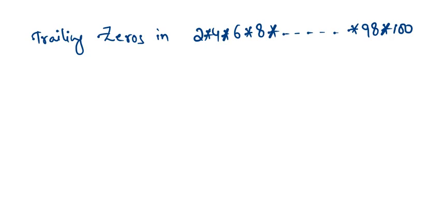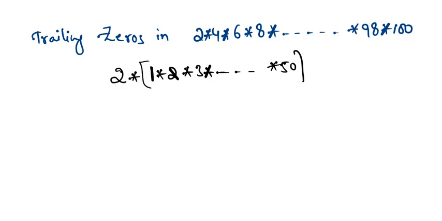Next, trailing zeros in 2 into 4 into 6 into 8 and so on up to 98 into 100. So how can we write this? In all the values, 2 will be common. So 2 into 2 into 2 and so on, and 1 into 2 into 3 and so on into 50. So 2 is taken 50 times, that is 2 power 50 into 50 factorial.